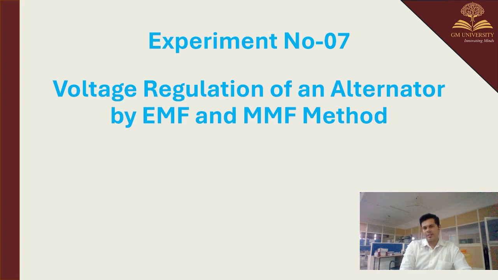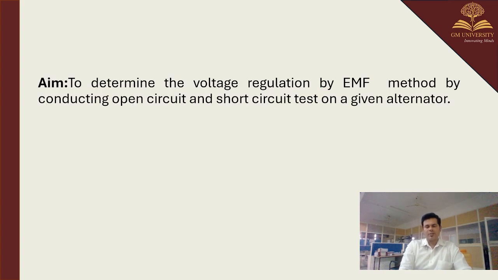Today we are going to study experiment number 7: voltage regulation of alternator by EMF and MMF method. The aim of the experiment is to determine the voltage regulation by EMF and MMF methods by conducting the open circuit and short circuit test on a given alternator.